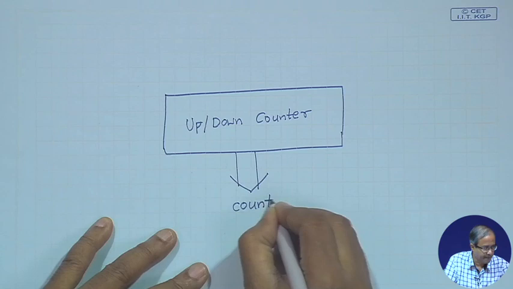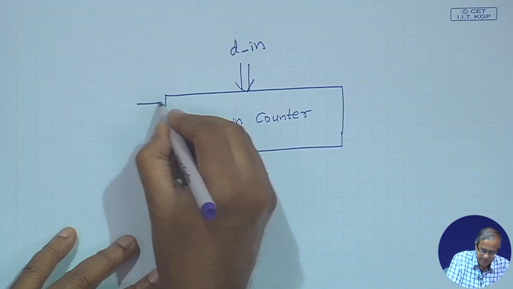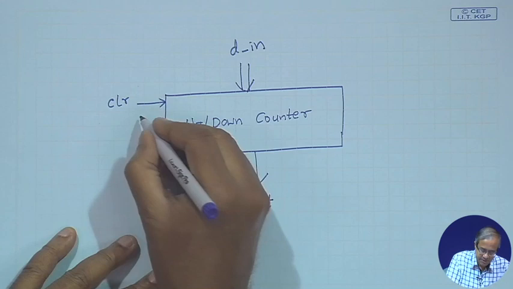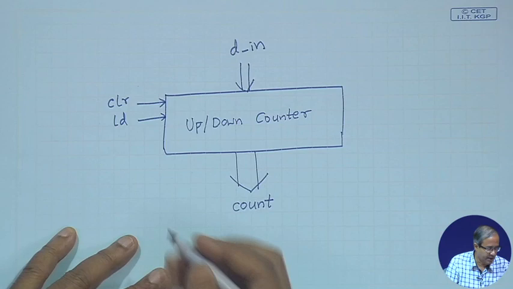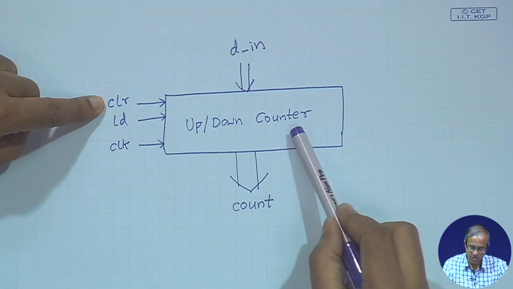Here the count value, which is the output, we are calling count. Now, we can initialize the value of the counter. There is another input called D in. There is an input called clear. I can clear the counter to 0. I can load the counter with this input value D in if I want, and of course, there is a clock. These are my signal values in this counter. So, I can clear it to all zeros. I can load it with any value I want, and if I apply a clock, it will count.